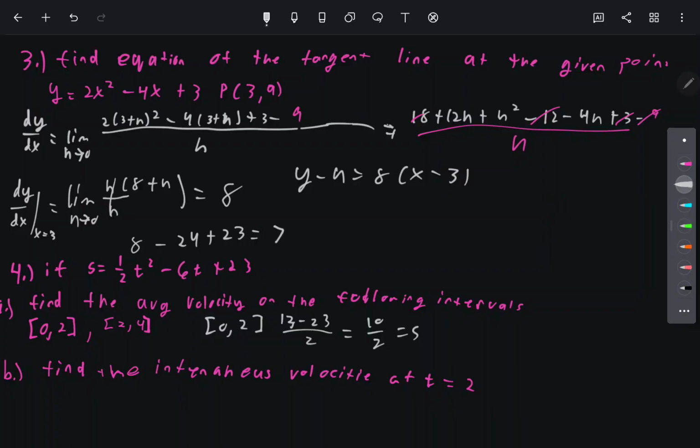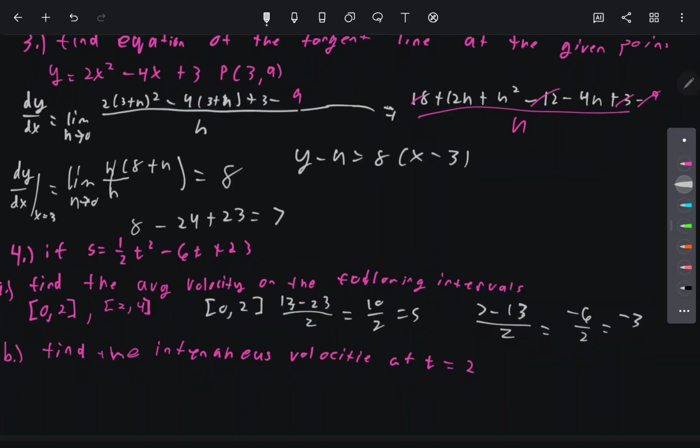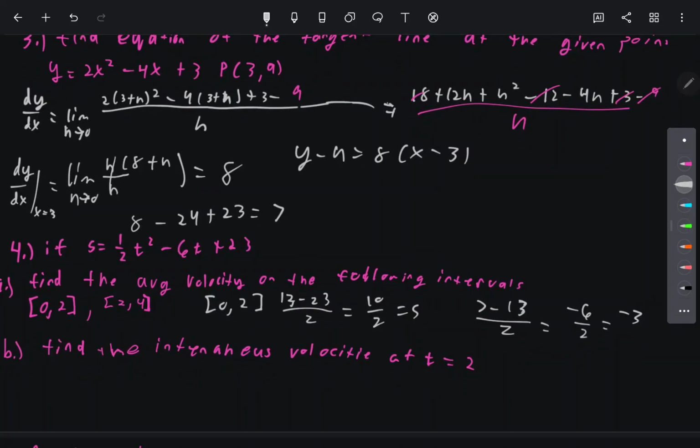Head math works. So then what we're going to do is take 7 minus the 13 from before, all over 2, which is equal to negative 6 over 2, or negative 3. So these two numbers that are nearby 2 are very different. So let's find the instantaneous velocity. That's a bit more useful than the average. So what we're going to do is take the derivative.